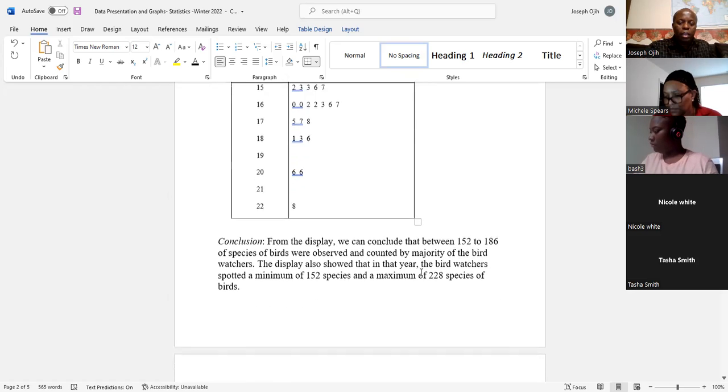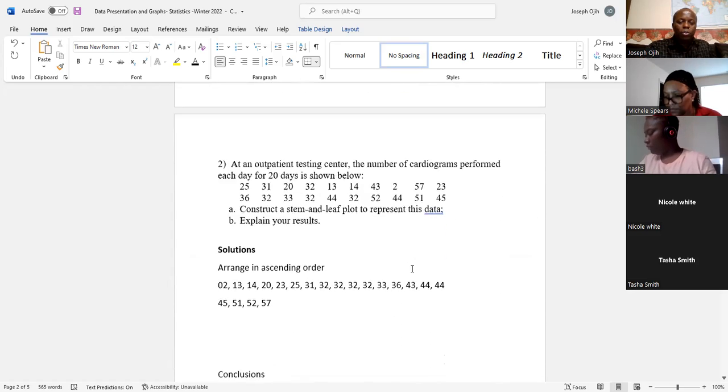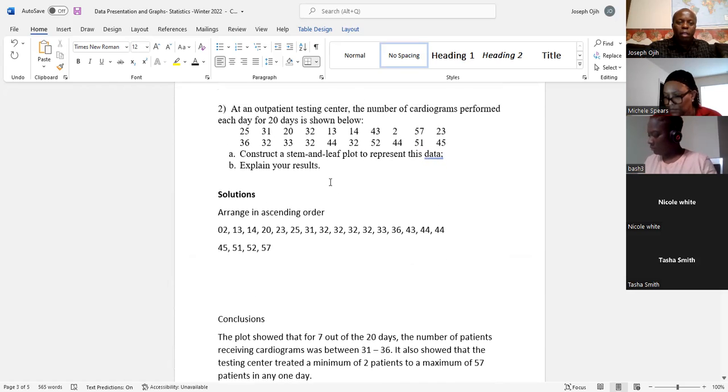No. Okay. Now, suppose we have an example like this one where we have two numbers each. An outpatient testing center: the number of cardiograms performed each day for 20 days are shown here. It says to construct a Stem and Leaf plot to represent this data and then explain the result. Now, again, you put them in order from smallest to largest.